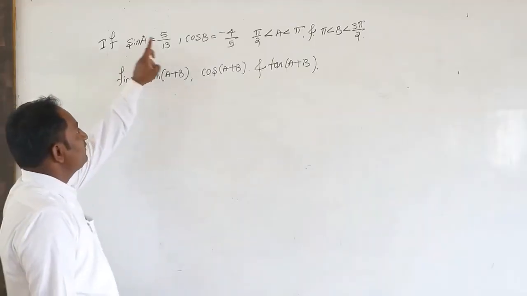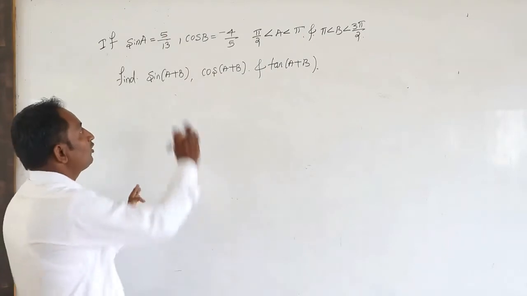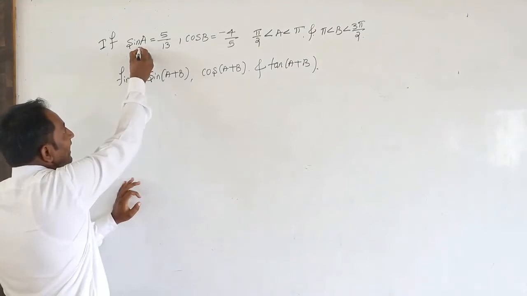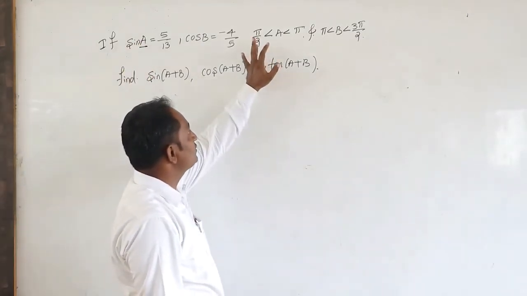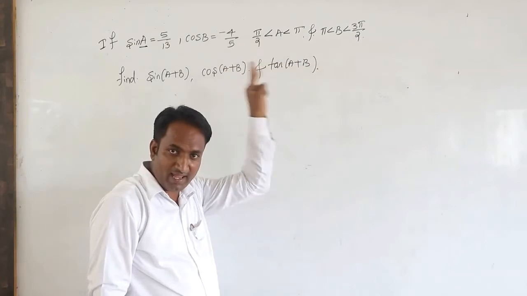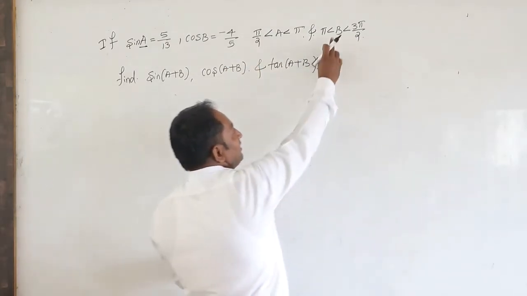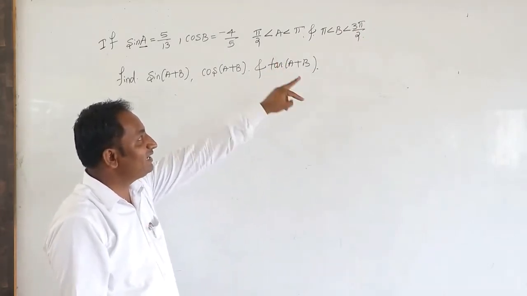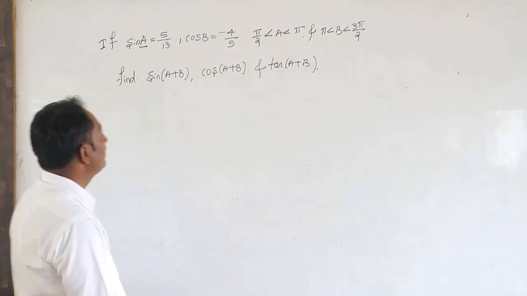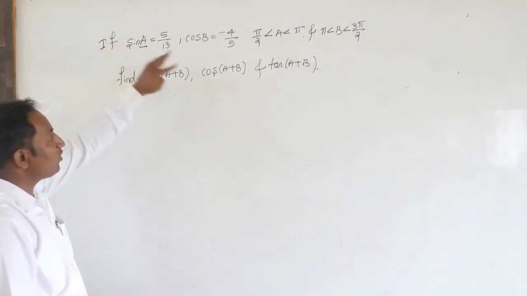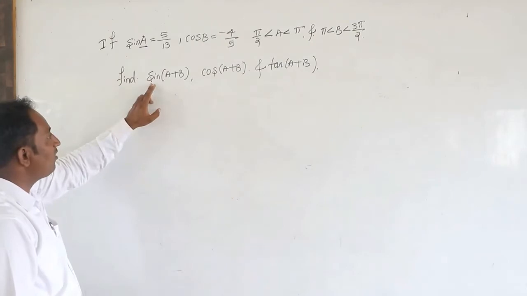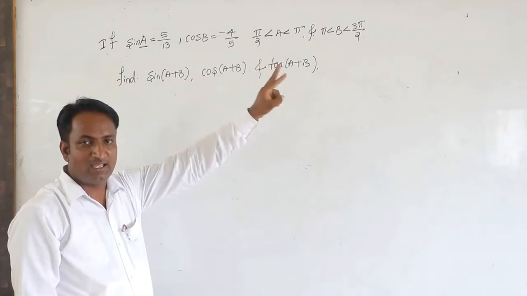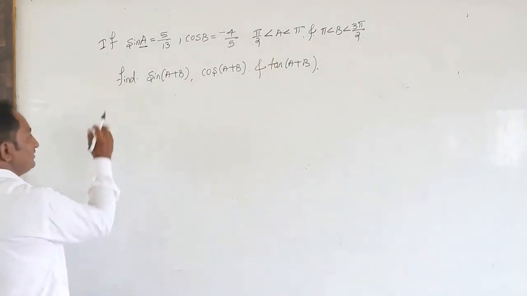If sin a value is 5 divided by 13, cos b value is minus 4 divided by 5. Here, angle A belongs to the second quadrant. Angle B belongs to the third quadrant, because B value is in between 180 and 270. Then, by using these concepts, find the value of sin of A plus B, cos of A plus B, tan of A plus B.